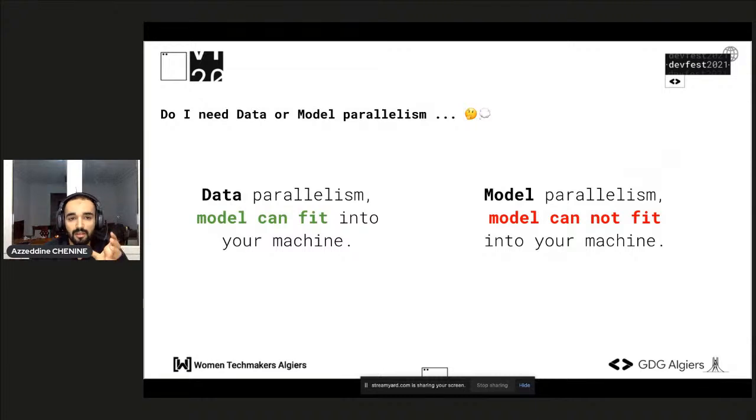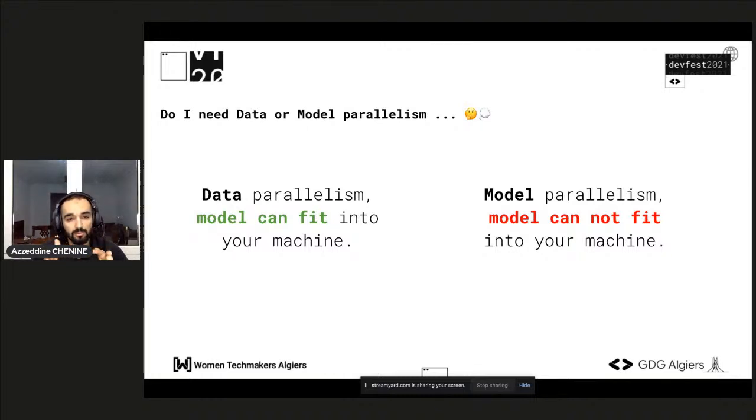So, do I need data or model parallelism? It depends on you. You choose data parallelism if your model can fit into your machine. And maybe you choose model parallelism if your model cannot fit into your machine. Because data parallelism is a choice when it comes to how fast you want your dataset to be preprocessed or treated by your machines, and also how much you want to scale your batch size. So if you can split your dataset across many machines, it will be very easy to do that. But when it comes to model parallelism, it's a bit harder to implement.